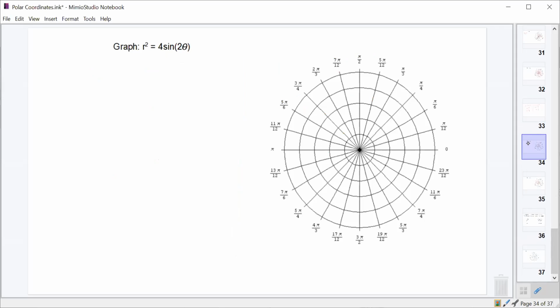All right, cool. We're going to move on to one more official type of polar graph that we need to be familiar with. This one is one of the few that does not start out as r equals, but it starts out as r squared equals. So r squared equals 4 sine 2 theta. Anything in this form, r squared equals a squared sine 2 theta or a squared cosine 2 theta, is called a lemniscus.